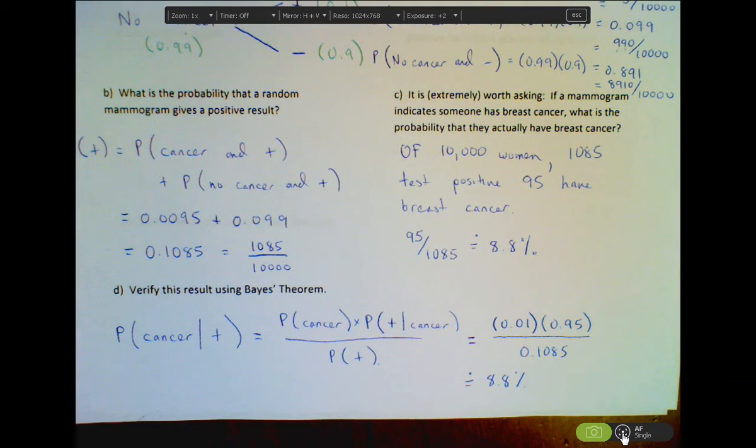So whether you use a tree diagram and maybe think of a big group of women, like 10,000, or whether you use Bayes' theorem, both methods get you to 8.8%. So really fascinating application of probability.